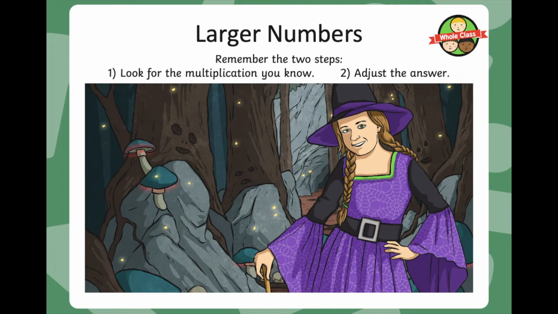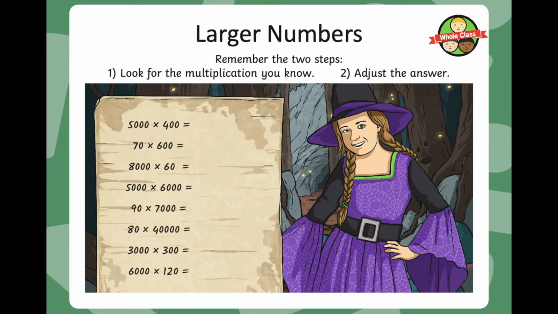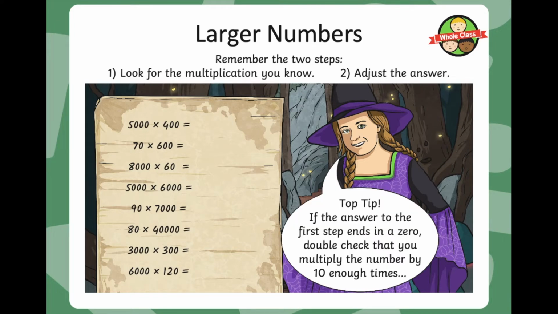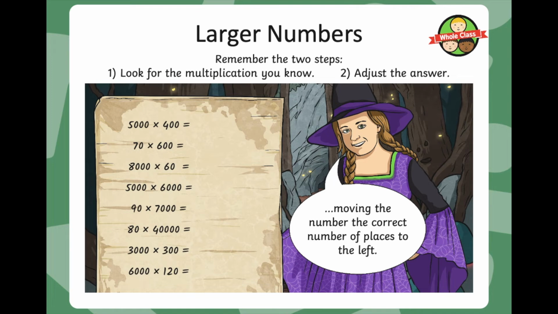Larger numbers. Remember these 2 steps. Step 1, look for the multiplication you know. Step 2, adjust the answer. So in a moment I'm going to ask you to pause the video and have a go at these calculations, but first we're just going to go through some tips to help you. If the answer to the first step ends in a 0, double check that you multiply the number by 10 enough times. Moving the correct number of places to the left.